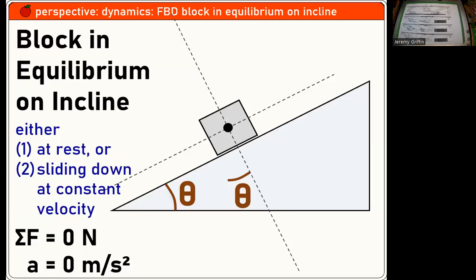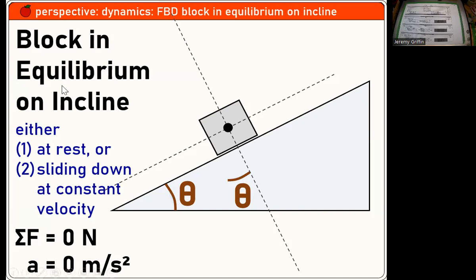Remember, Friday was a short day. I think it caught you by surprise. So we were approximately here. This is the dynamics section. By AP, this is unit 2. And this is a really classic question here, just a block sitting on an incline.